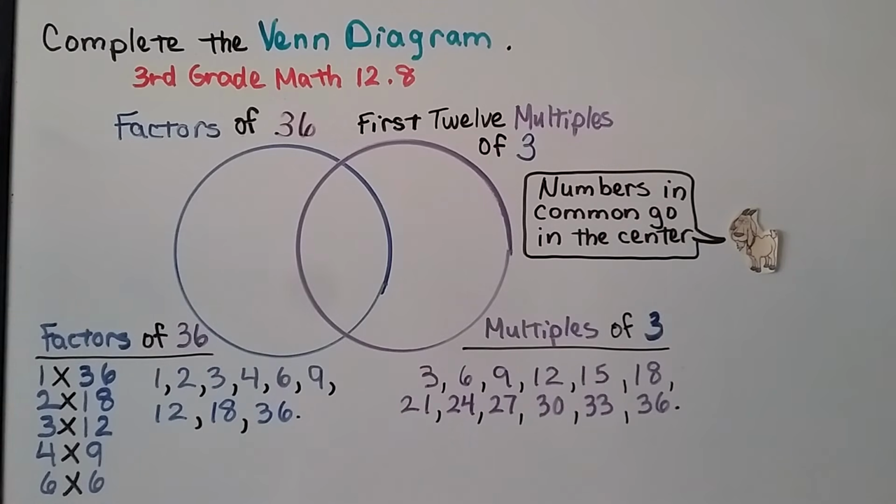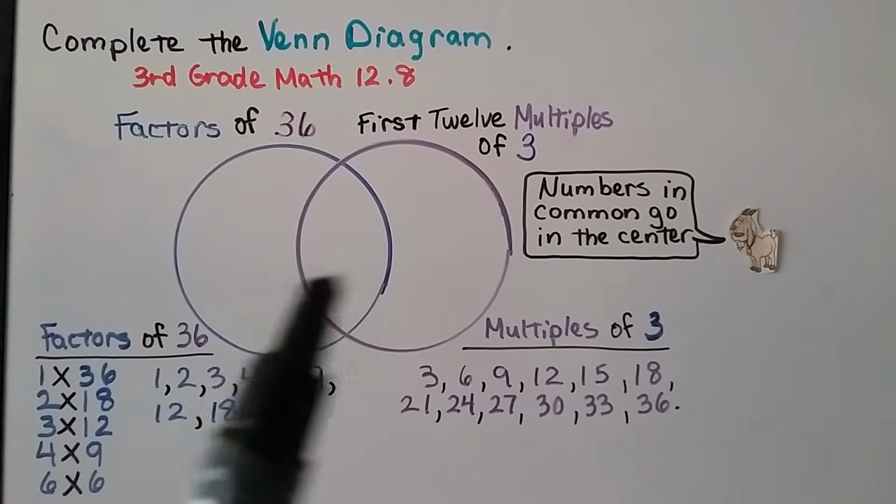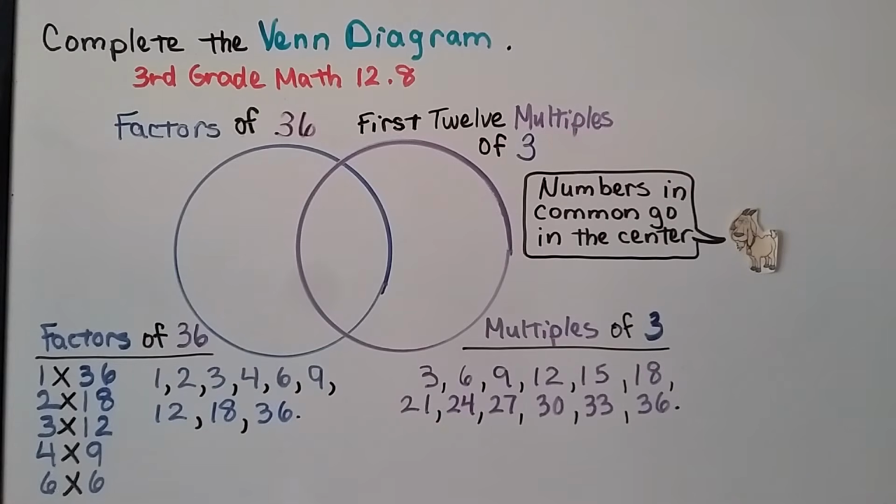So we can make a list of the factors for 36. We know 1 times 36 is 36, and 2 times 18, 3 times 12, 4 times 9, and 6 times 6. So our factors for 36 are 1, 2, 3, 4, 6, 9, 12, 18, 36. We can list the multiples of 3 by skip counting by 3s. 3, 6, 9, 12, 15, 18, and so on. Now we can put them into the circles where they belong.